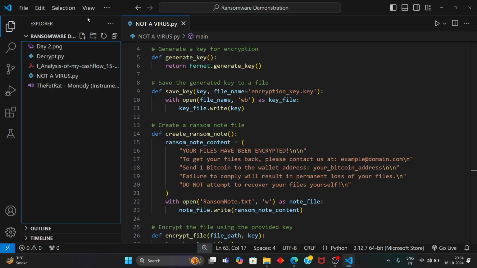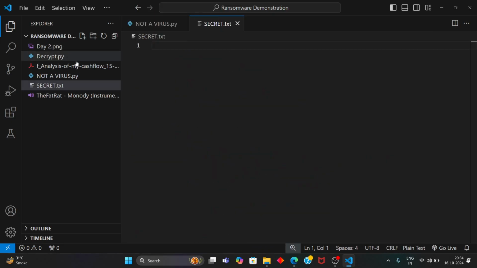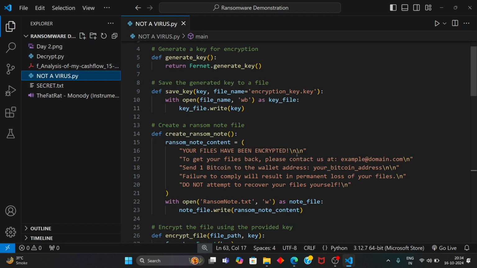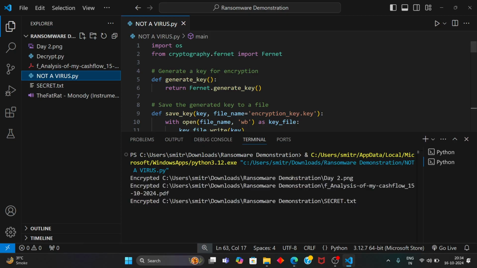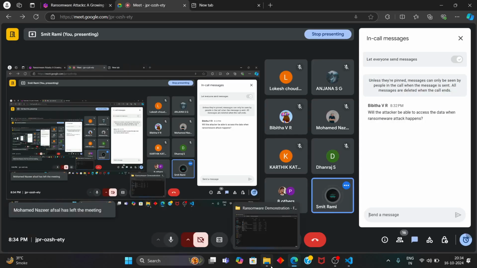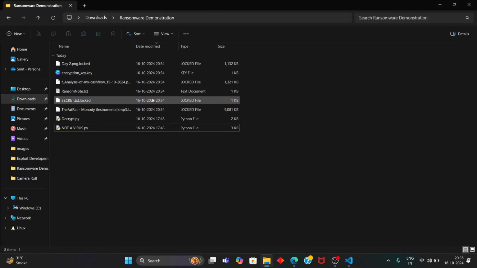Let us also create a text file here called secret.txt. Okay, this is my secret file. No one should encrypt it. All right. So yeah, now what we are going to do is, if we access or open this specific file, then it will directly encrypt all of our files. Now, if we look in the file manager, we can see that all of our files here are affected by ransomware. It is locked.